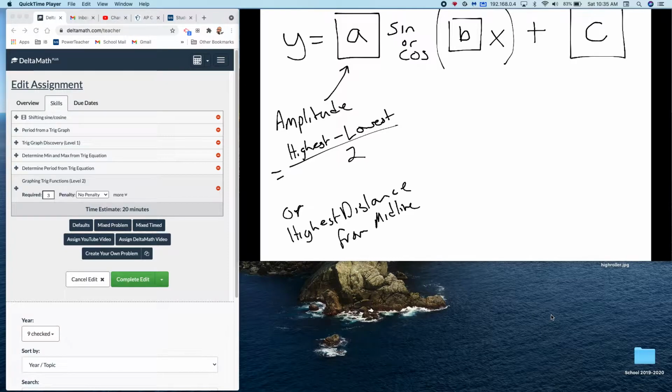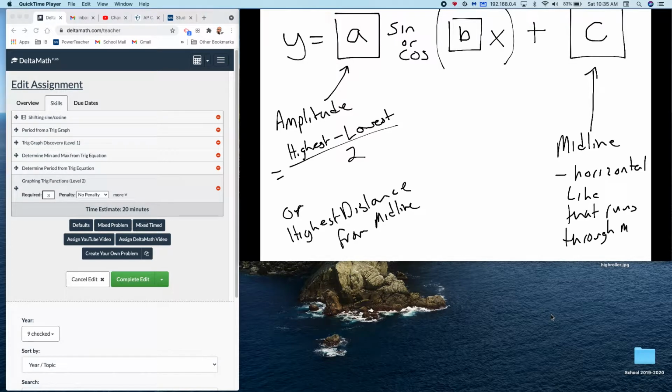The midline is found by this part. This is the midline. That's the horizontal line that runs through the middle. Okay, it just runs right through the middle. It's the horizontal line that runs right through the middle.